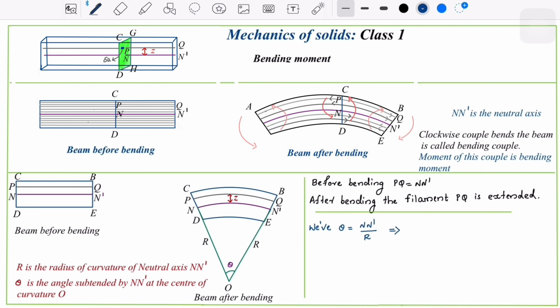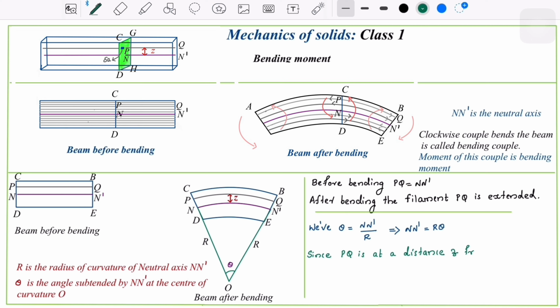Now we have angle is equal to arc by radius. Now with respect to N dash, we can say theta is equal to N dash by R. That is N dash is equal to R theta. That is the length of N dash is R theta.